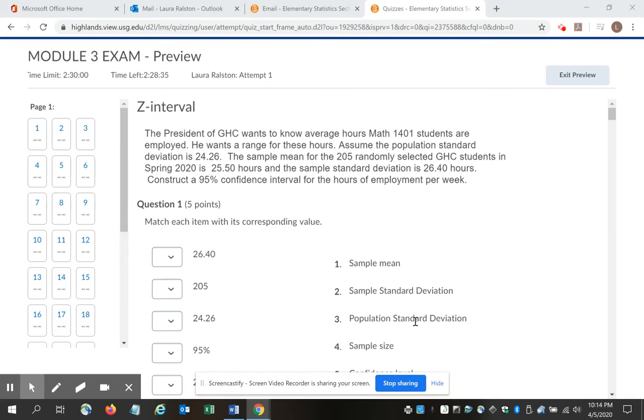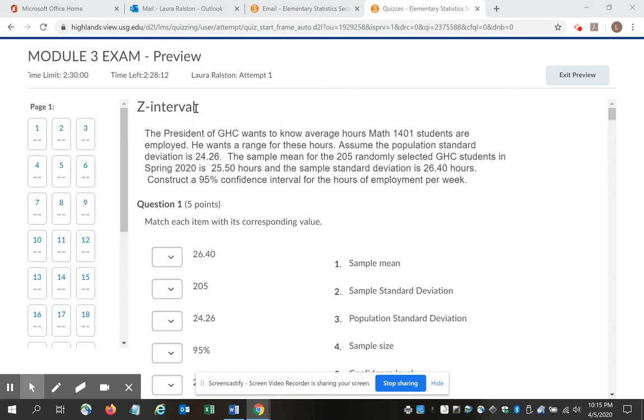I want to go through the Module 3 exam. A number of you seemed to struggle with it, but I think a lot of it is you were rushing through the test or you were using the incorrect information. Because it's so important that you take your time reading the questions and pay attention to the instructions.